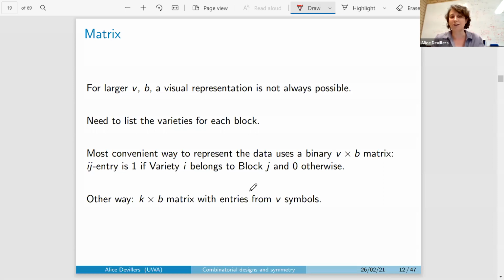If you want to write it in a book, then you would probably write it as a K times B matrix with entries coming from V symbols, so 1, 2, 3, 4 up to V, for instance. Each column represents a block, and in the k rows for that column, you just write the name of the varieties that are planted in that block. So that's a few ways to represent the data, to represent a specific design.